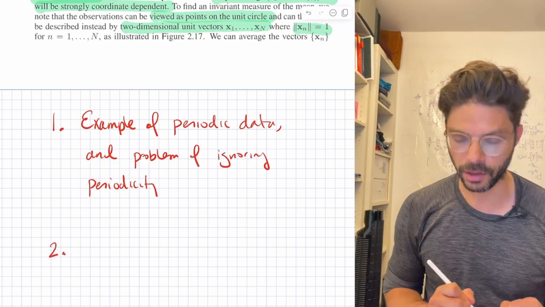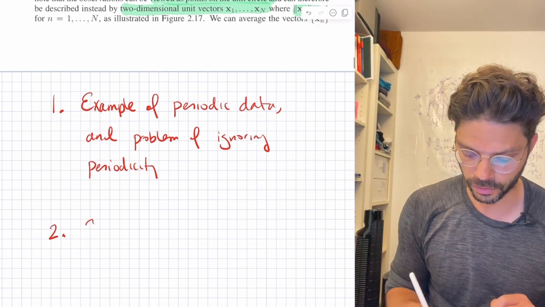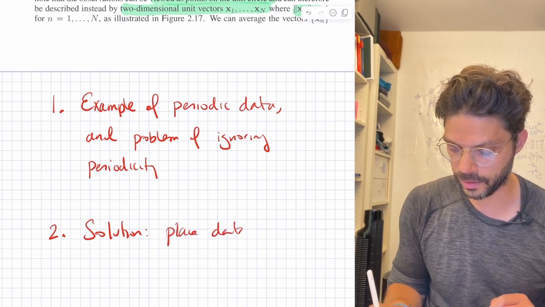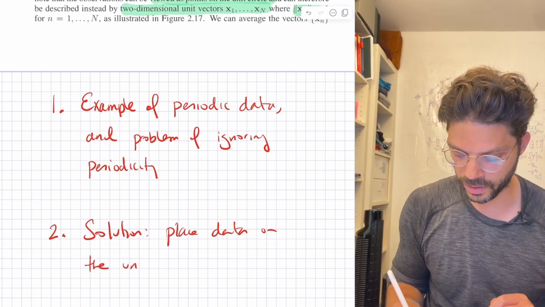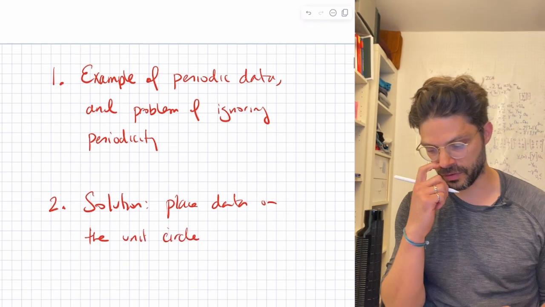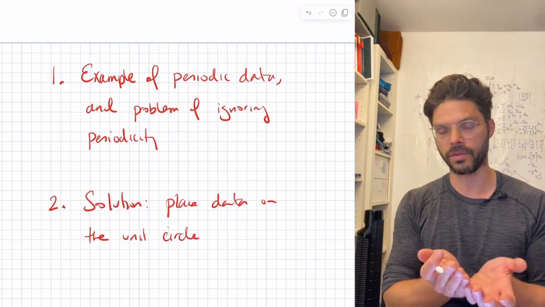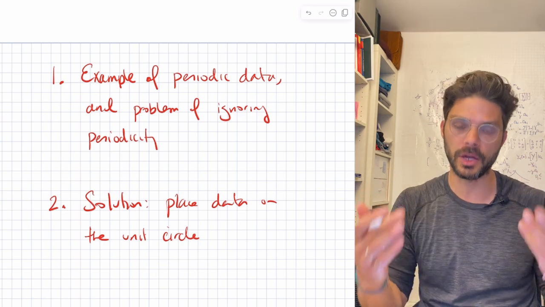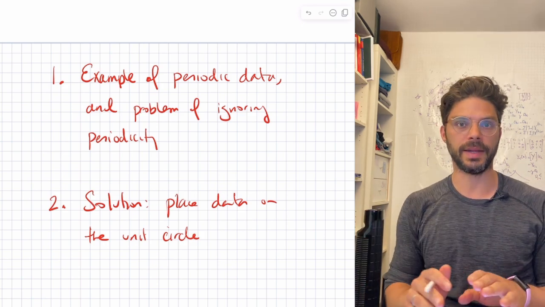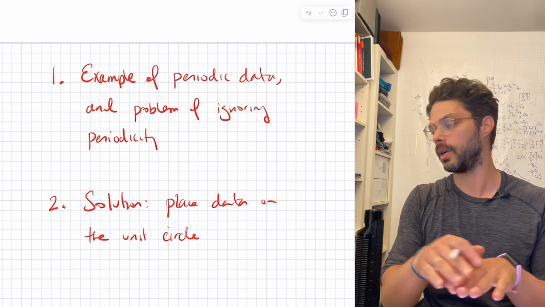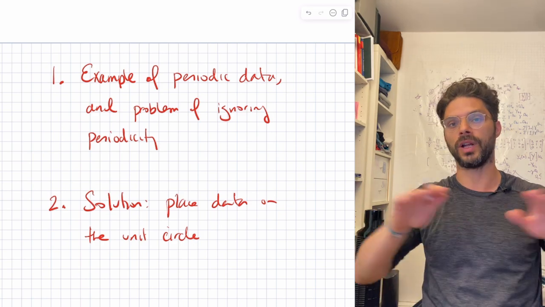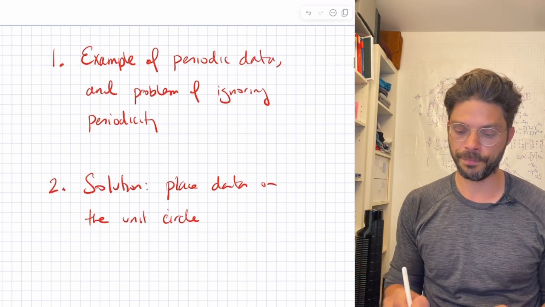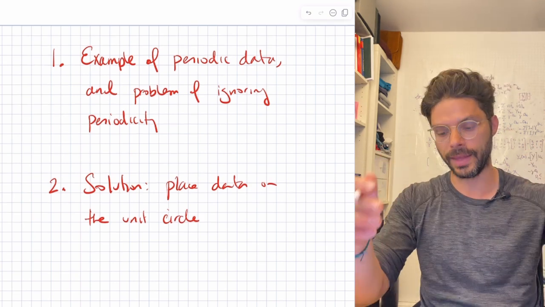Then we'll look at the solution, which is to place data on the unit circle. Effectively, the nature of your data is different: it wraps around. So we need to find a representation of that data that also wraps around, unlike the normal representation we use for real-valued data, which doesn't wrap around and goes all the way out to infinity in both directions. So we're going to place data on the unit circle and find how that solves part of the problem.